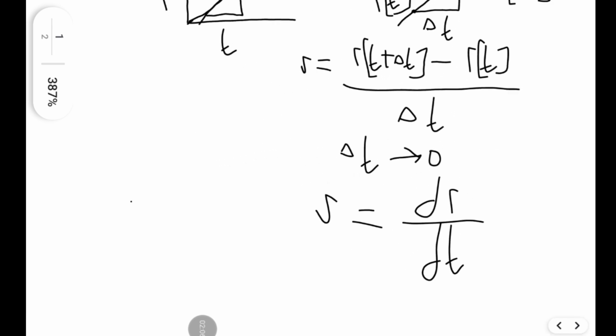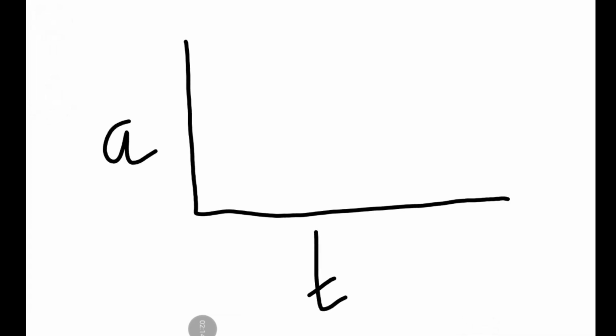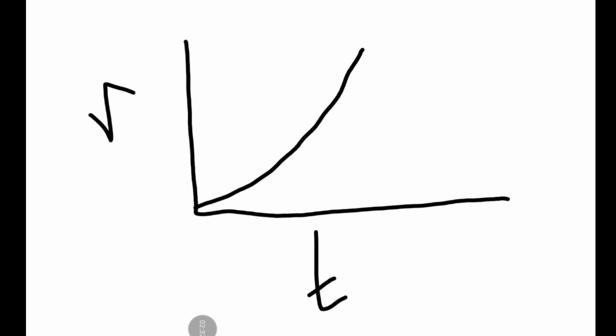And it's the same for acceleration. If you look at a graph for velocity against time, let's say we put it here. In a lot of SUVAT problems, you will have a constant acceleration. But let's just say for this instant we don't. It's just a random curve.